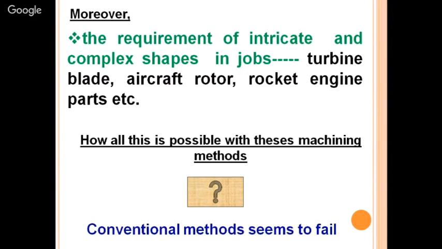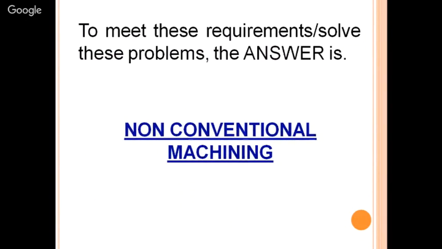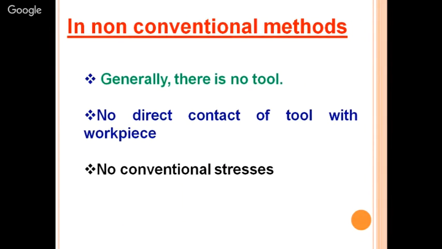So dear friends, to meet these requirements, to solve these problems, the answer is: please use non-conventional methods. Non-conventional methods, non-traditional methods, advanced manufacturing methods, AMP. This is the requirement of these days. In conventional methods, whether it is lathe, drilling, milling, boring, grinding, whatever, there was a cutting tool. Now here there is no cutting tool. In conventional methods there was physical contact between the tool and the workpiece, but in non-conventional methods there is no contact. जब tool ही नहीं है तो contact किसके साथ? So there is no direct contact of the tool with the workpiece.